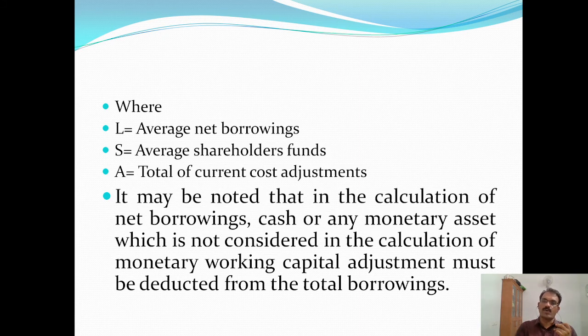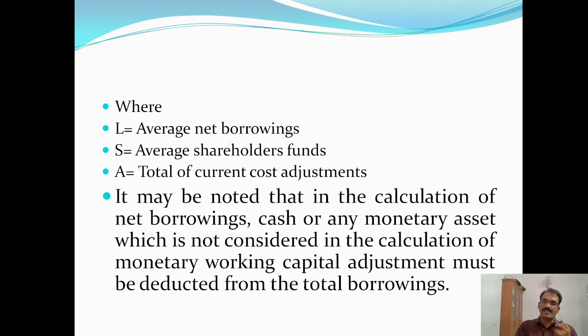Average net borrowings. That means opening net borrowing plus closing net borrowing divided by 2. S is equal to average shareholders funds. That means opening shareholders funds plus closing shareholders funds divided by 2.